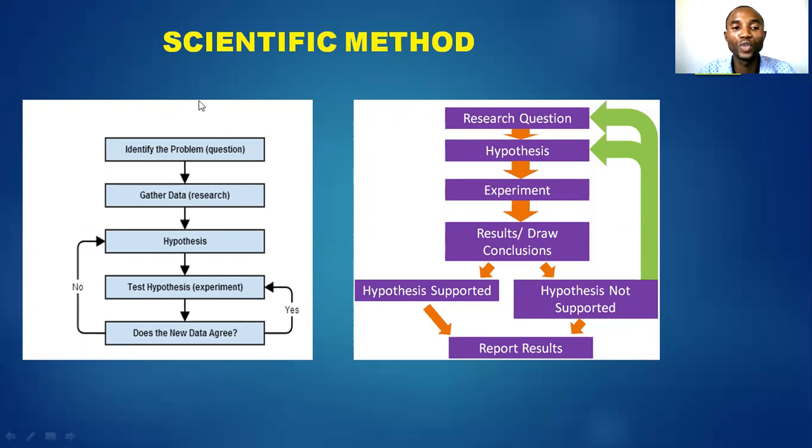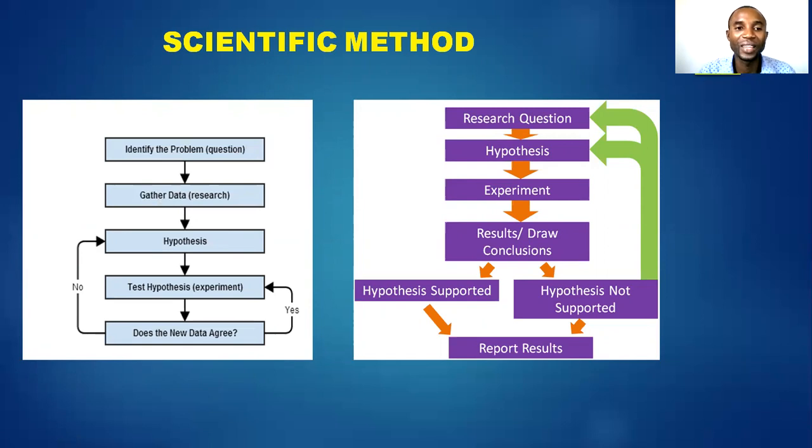So we have two charts before us. One is identification of the problem, which is the question. We call it the research question and the research aspect of it. Then after that, you gather data, which is the research. After you have gathered some level of inquiry, you guess. A guess is what we call a hypothesis. You guess something: it could be like this, it could be this. So it's guessing that we call a hypothesis.